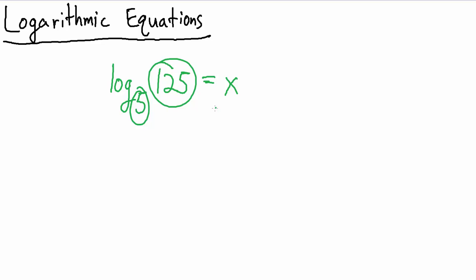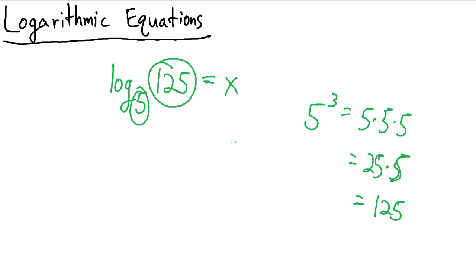And the answer is actually 3, okay, because 5 raised to the third power is 5 times 5 times 5, which is 25 times 5, which is 125. So it just turns out that x equals 3 is the final answer there. Even though this technically is a logarithmic equation, it really just boils down to being able to simplify and evaluate a logarithmic expression like this, and just knowing that 5 cubed is 125.